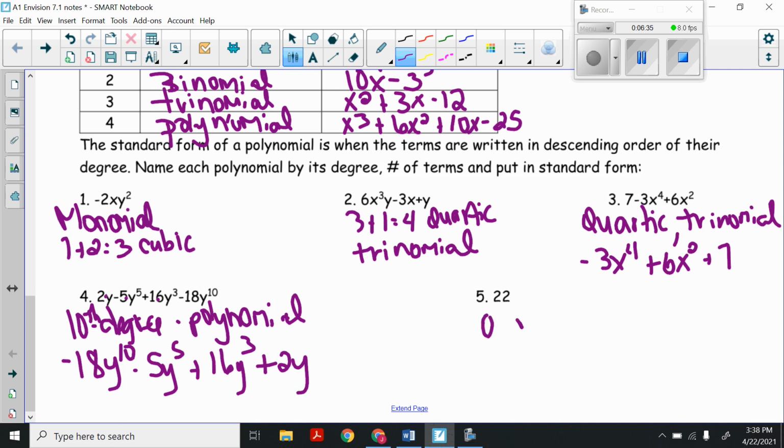So this is a 0 degree because we said all constants have a 0 degree. This does not have a variable, so it is a constant. 1 term, so it is a monomial. It's in standard form.